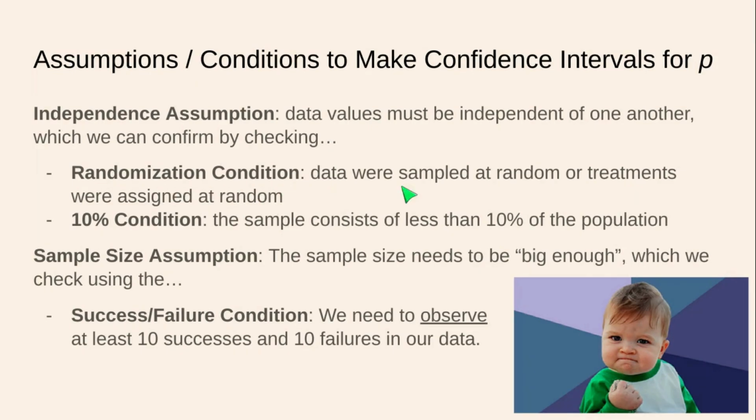Randomization condition: data were sampled at random or treatments were assigned at random. And just a heads up for the AP test, they're not going to know what randomization condition means. I mean, they could probably guess. They probably teach from this textbook or those like it. But please use the actual definition of randomization condition to describe why you're allowed to use a confidence interval. So to check off the box, you need to verify that data were sampled at random or treatments were assigned at random, depending on whether you're doing an observational or experimental study.